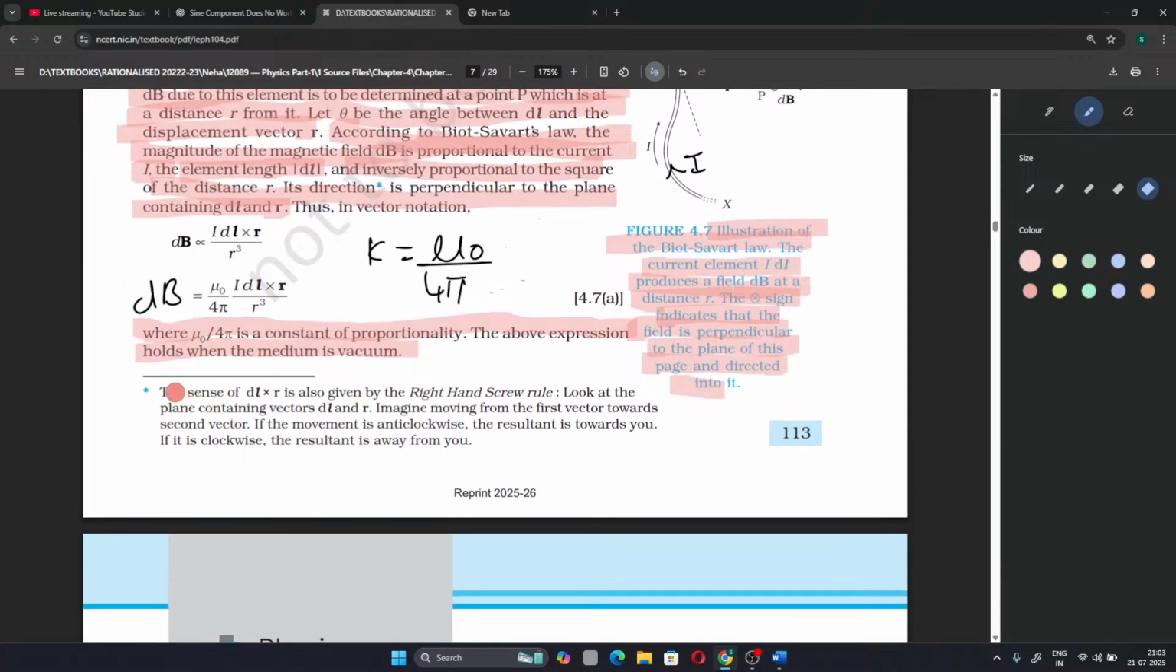The sense of dl times r is also given by the right hand screw rule. Look at the plane containing dl and r, where dl is the small length element and r is the position vector.